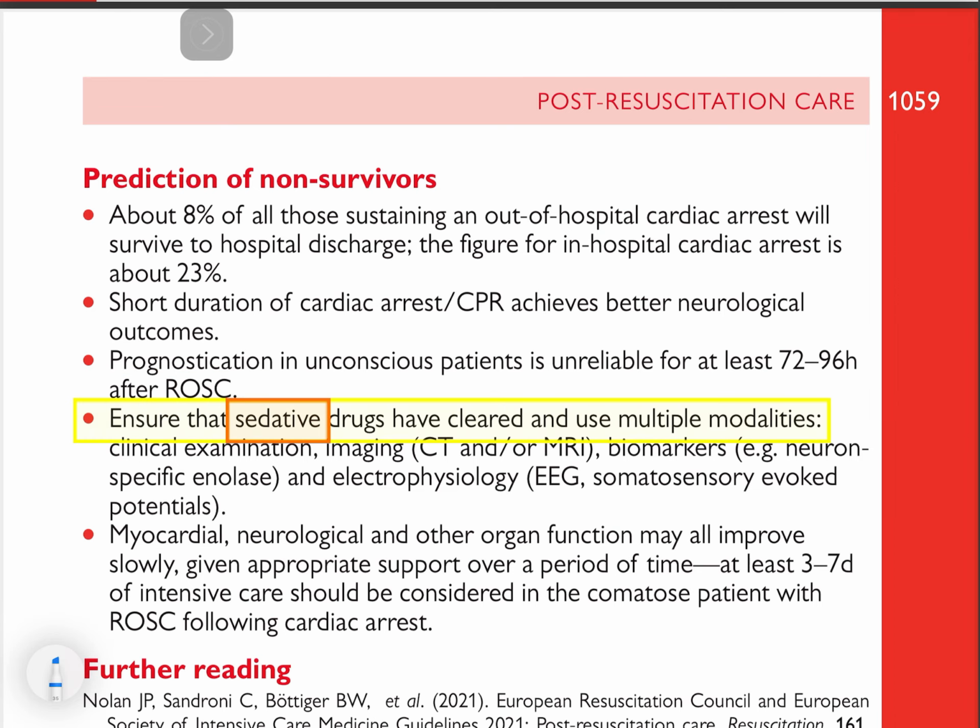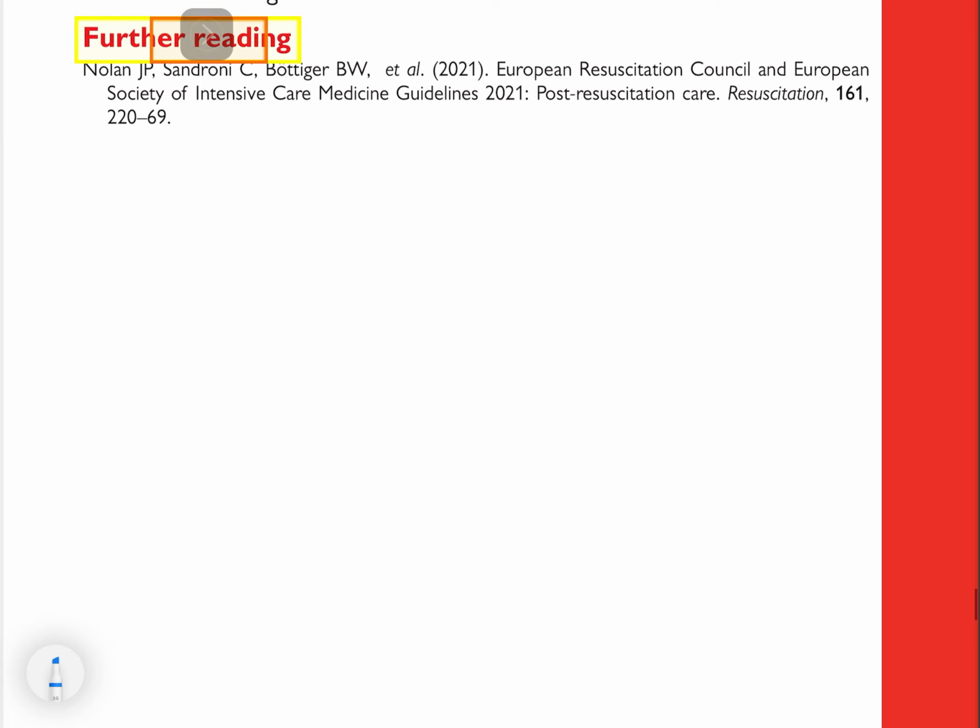Ensure that sedative drugs have cleared and use multiple modalities: clinical examination, imaging CT and/or MRI, biomarkers, e.g., neuron-specific enolase, and electrophysiology, e.g., somatosensory evoked potentials. Myocardial, neurological and other organ function may all improve slowly, given appropriate support over a period of time. At least 3-7 days of intensive care should be considered in the comatose patient with ROSC following cardiac arrest. Further reading: Nolan J.P.